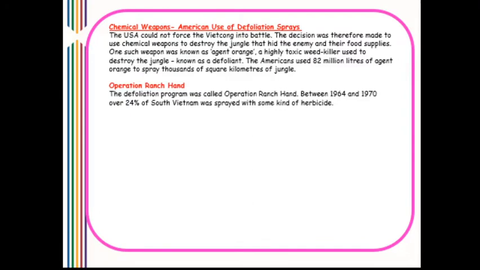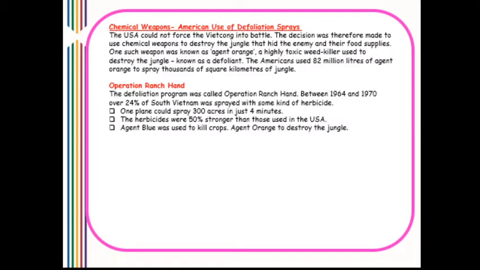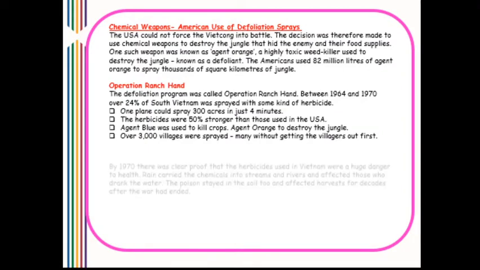So something called Operation Ranch Hand. The defoliation program was called Operation Ranch Hand, and between 1964 and 1970, over 24% of South Vietnam was sprayed with some kind of herbicide. One plane could spray 300 acres in just 4 minutes. The herbicides were 50% stronger than those used in the USA. Agent Blue was used to kill crops, and Agent Orange to destroy the jungle. Over 3,000 villages were sprayed, many without getting the villagers out first.